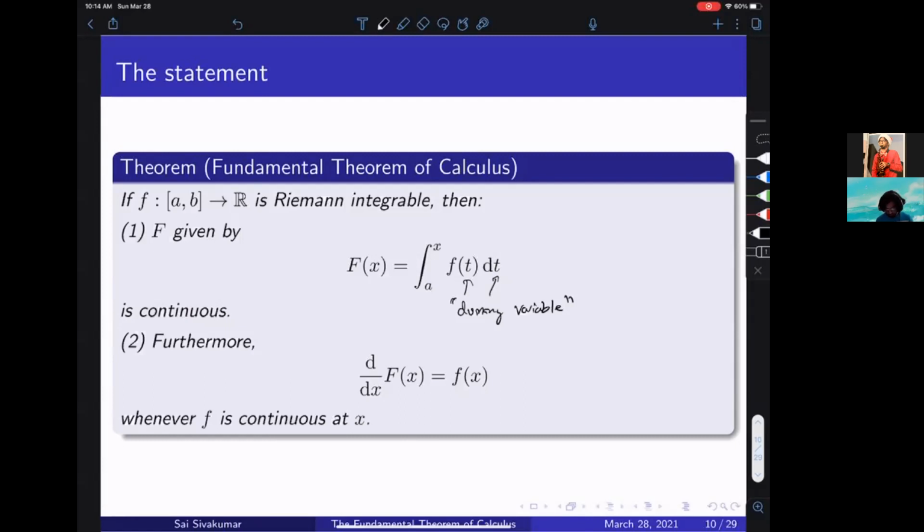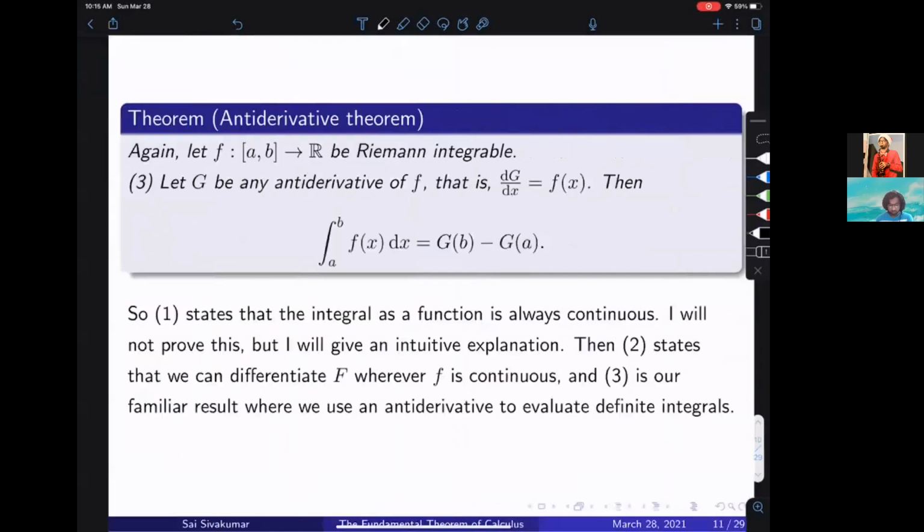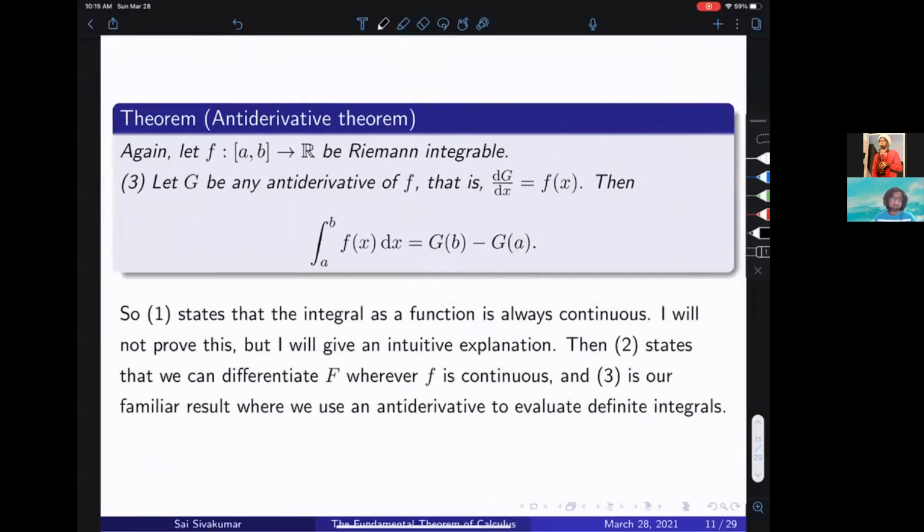And then the second point is, if the lowercase f is continuous at x, so this is like t equals x if you want to think about it like this, because we had f of t here, we can set t equal to x, and if f is continuous at x, then you can actually differentiate the capital F there, which is nice. And that gets into the concepts of the antiderivative being used to evaluate the Riemann integral, which is this third part.